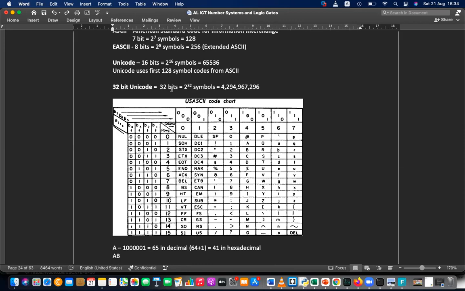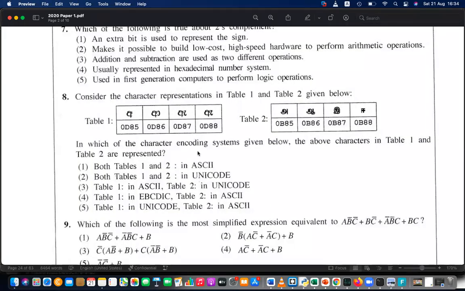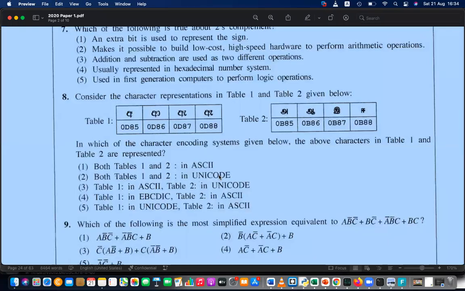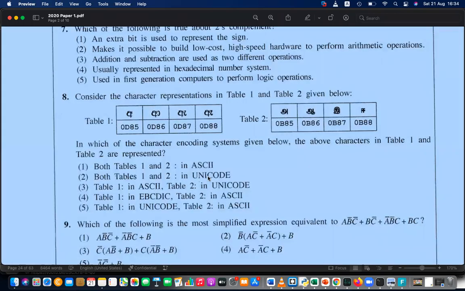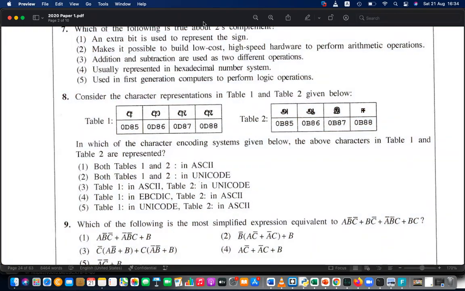So then when you count the number of characters, what is this? This is the straightforward answer. Both table 1 and 2 represent Unicode characters, right? Because ASCII has only 7 bits and MBCS has 8 bits. Here you have 16-bit codes. All are 16-bit codes, so those are Unicode. Okay, please remember these things.